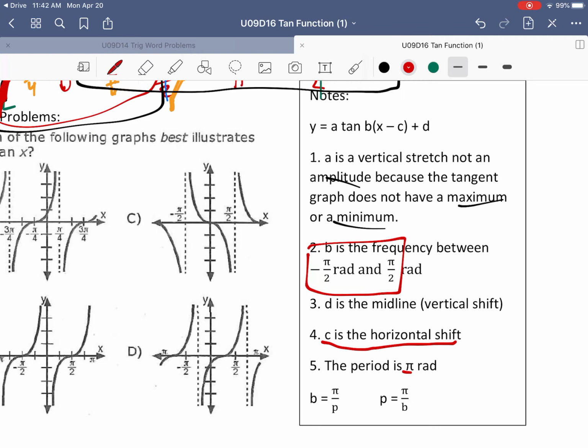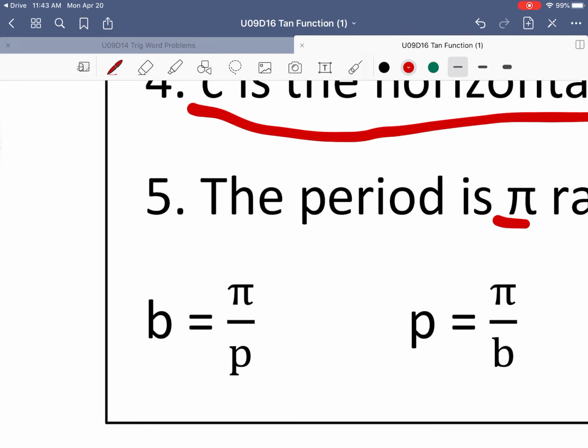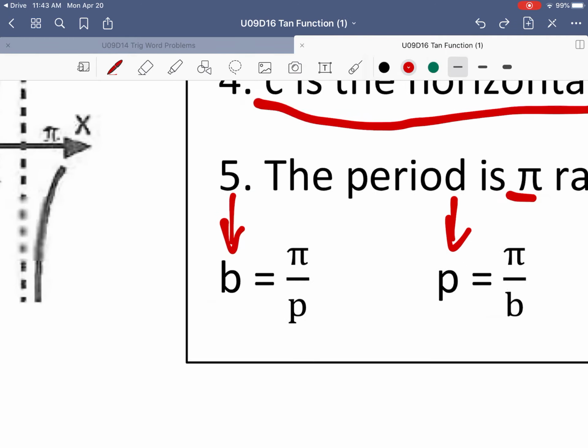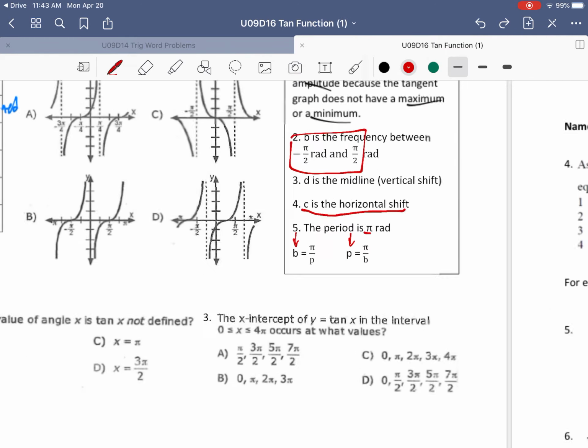The period is now pi, so not 2 pi as it was before, which changes the formulas for the frequency and the formula for the period. Instead of being 2 pi over p or 2 pi over b, depending on the formula you're using, because the period is now pi, the formulas will change to have pi instead of 2 pi. So let's take a look at some of these examples.